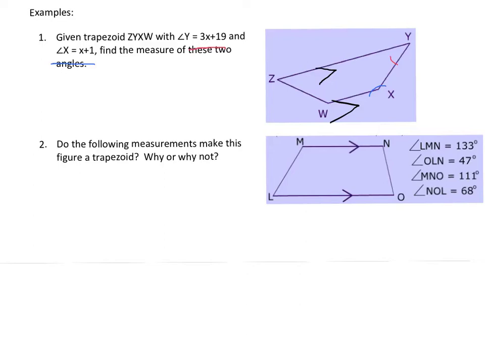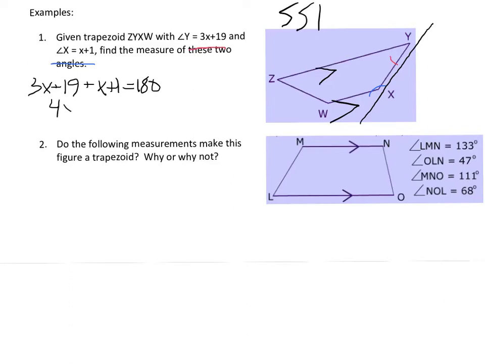Well, I initially see that I could use those two parallel lines to my advantage, and I can almost think of this right side as being a transversal with those two parallel lines. So I see that I have same side interior angles, which add up to 180 degrees. I'll go ahead and set up my equation: 3x plus 19, which is angle Y, added to angle X, which is x plus 1, is going to equal 180 degrees.